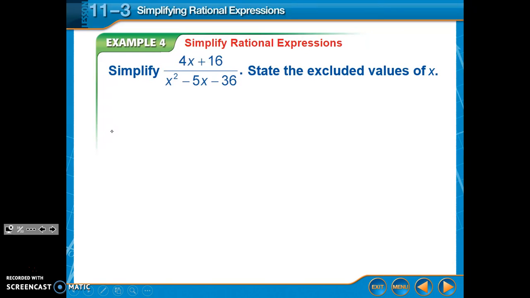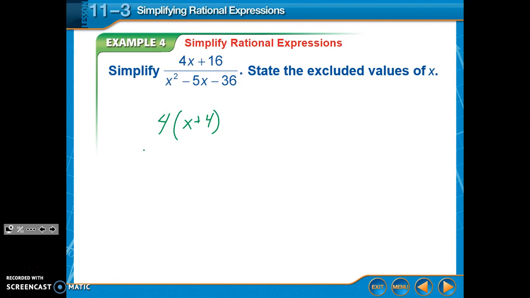All right, last one, I think. Maybe not, we'll see. So I want to simplify numerator and denominator as much as I can. So I want to factor. Looking at the numerator, what's common to both terms? 4 goes evenly into both. So if I factor out a 4, I get x plus 4.